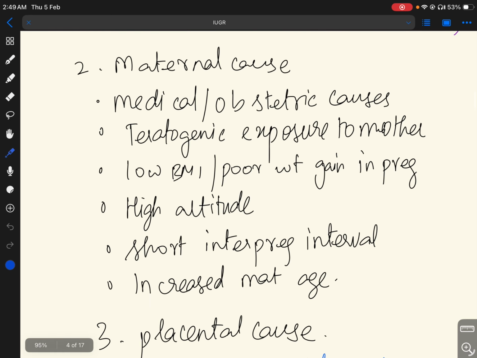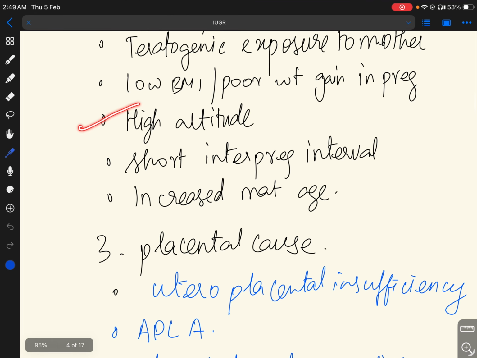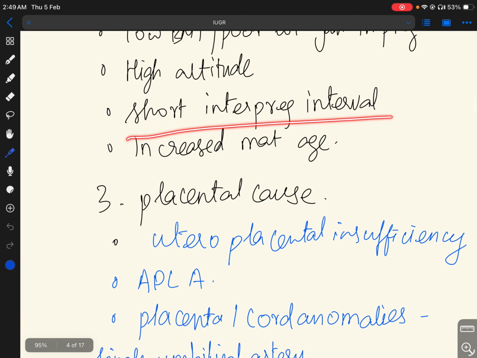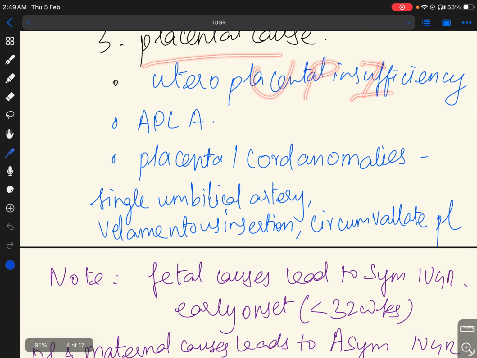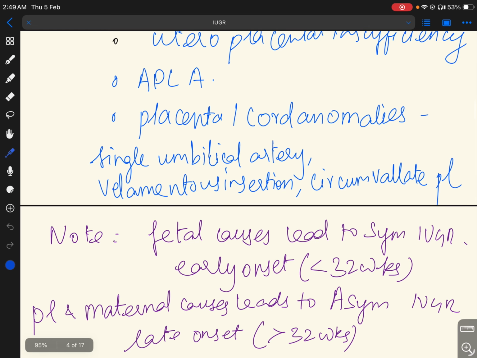What are the maternal causes? Medical and obstetric causes. Teratogenic exposure to the mother, low BMI or poor weight gain in pregnancy, mothers living in high altitude, short inter-pregnancy interval, increased maternal age. What are the placental causes? Uteroplacental insufficiency, antiphospholipid antibody syndrome, placenta or cord anomalies, single umbilical artery, filamentous cord insertion, and circumvallate placenta.